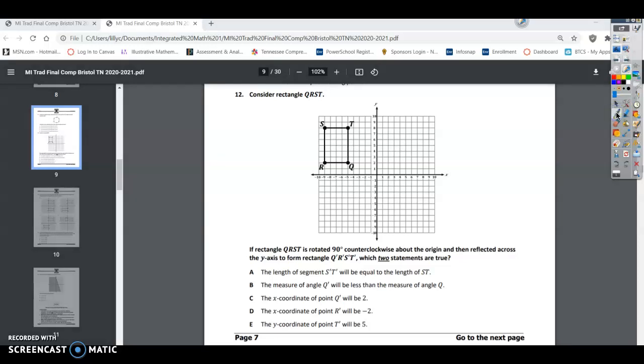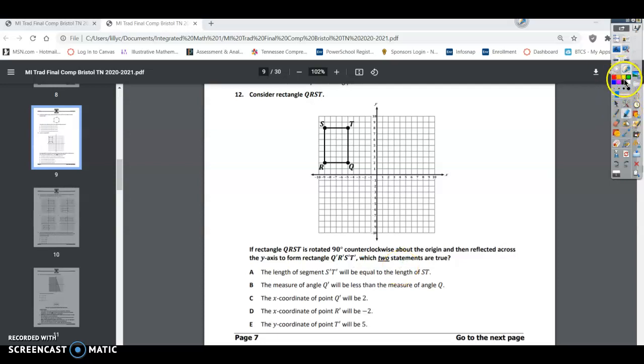All right, Math 1, final benchmark number 12. Consider rectangle QRST. If rectangle QRST is rotated 90 degrees counterclockwise about the origin and then reflected across the y-axis to form rectangle Q prime, R prime, S prime, and T prime, which two statements are true?